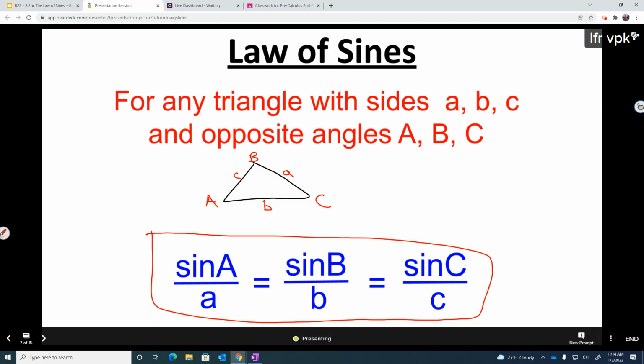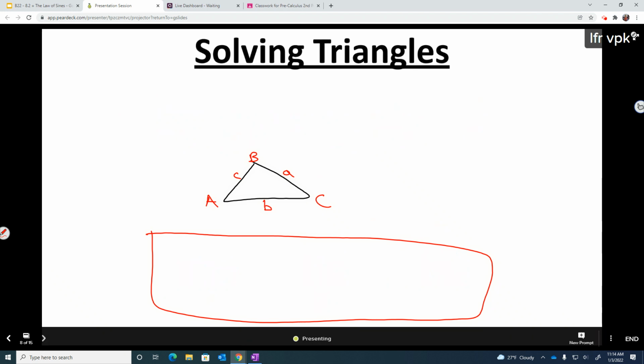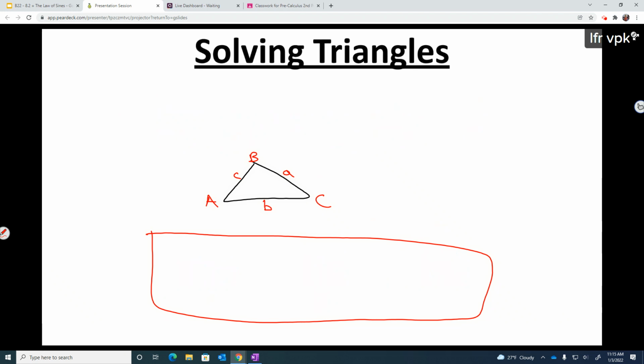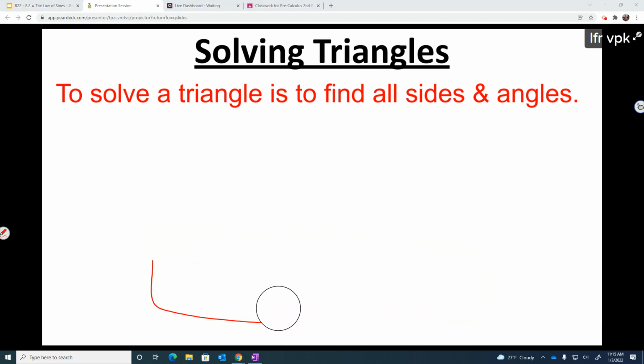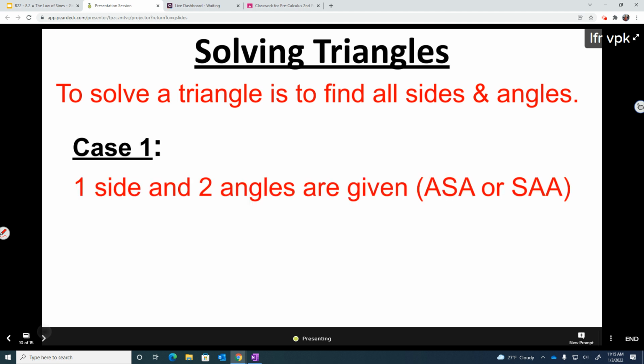Okay, so where do we use this? We're going to talk about where we use it first, and then we'll actually use it. So we're going to be solving triangles. To solve a triangle basically means that we're going to find all of the angles and all of the sides. And there's a couple different scenarios we could use this law of sines for. Today we're just going to look at the first scenario.